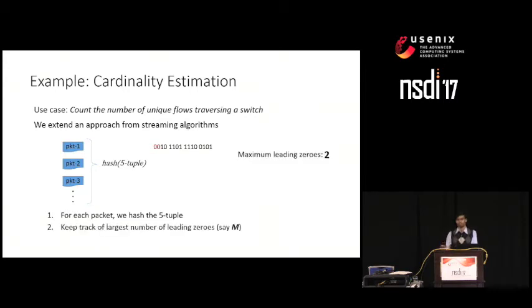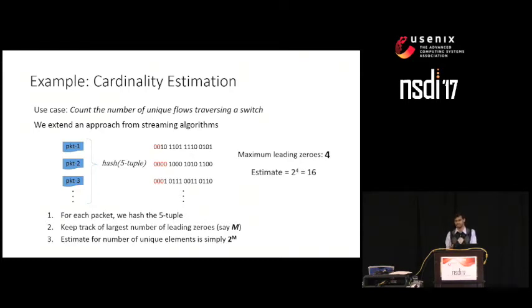And as we process more packets, we are going to keep track of the largest number of leading zeros we have seen so far in any of the hashes. So if the next packet has a hash like this, we would update the maximum leading zeros to 4, and so on. And the nice, beautiful thing about this algorithm is that the estimate for the number of unique elements is simply 2 to the power m.